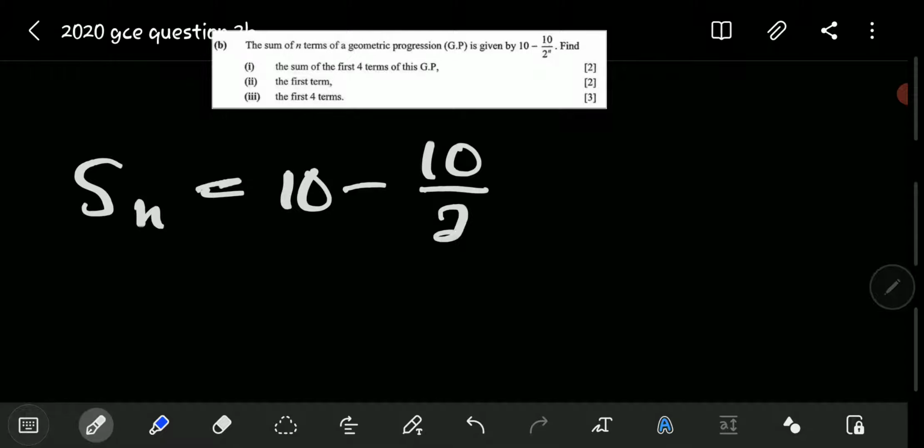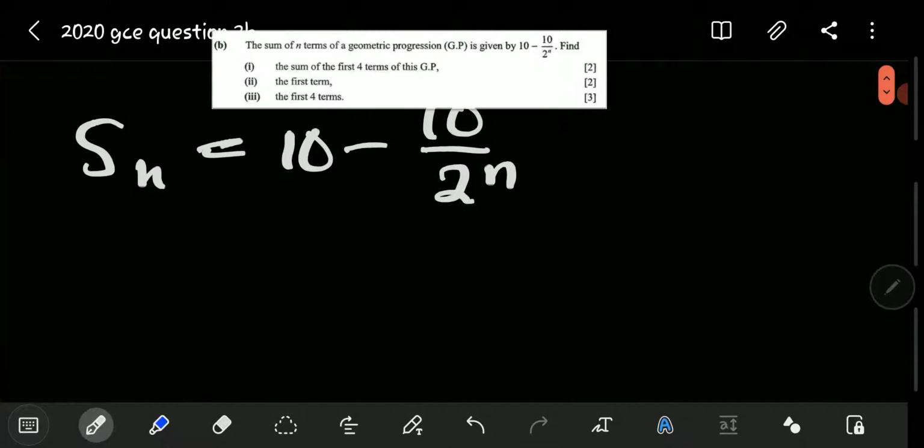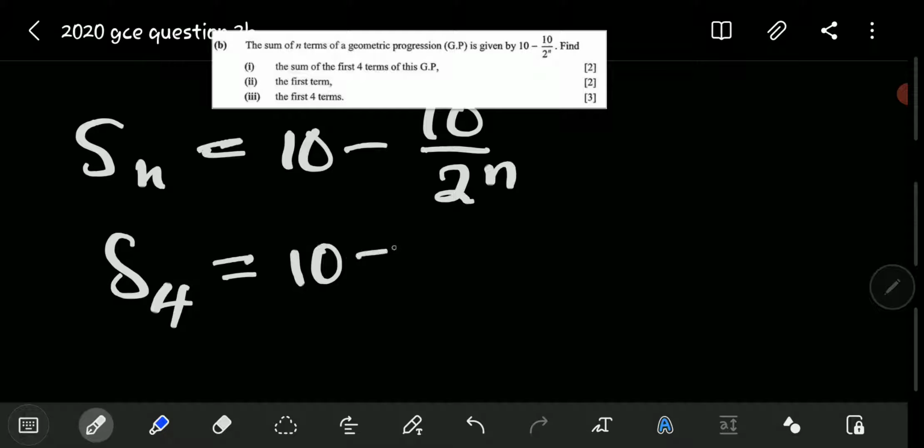So the first 4 terms, okay, before we even go there, we are told that the sum of n terms is equal to 10 minus 10 over 2 to the power n. But in our question, we are now restricted to the sum of the first 4. So wherever there is n, we are going to replace the n with the 4. So the sum of the first 4 terms is equal to 10 minus 10 over 2 to the power 4.